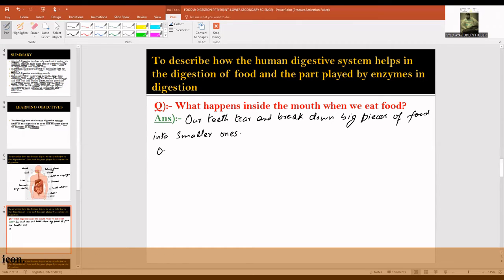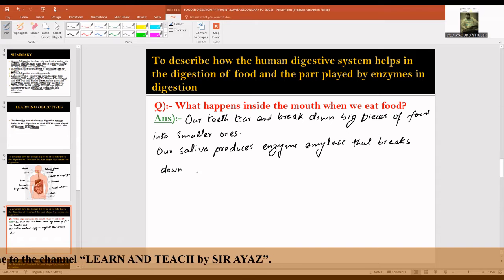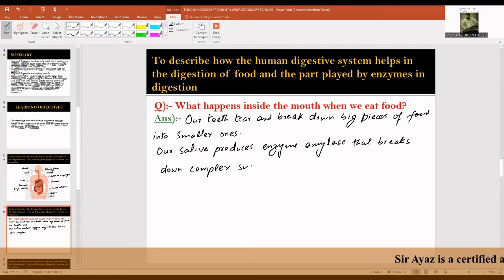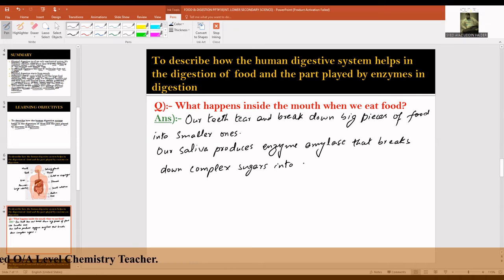Our saliva produces the enzyme amylase that breaks down complex sugars into simple sugars or carbohydrates.